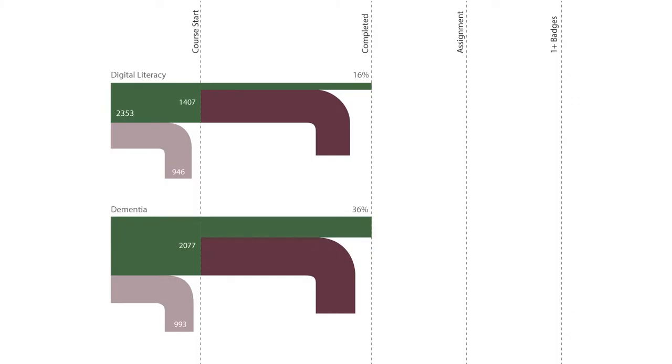For the digital literacy MOOC, around 16% of active learners on the MOOCs went on to complete the whole course, which meant they had completed all 6 units within the course.